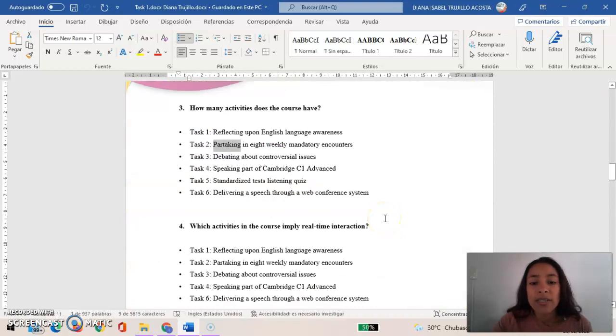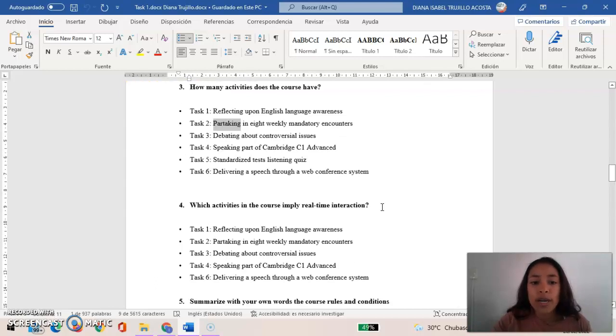How many activities does the course have? Well, in this course, we have 6 tasks. First task is reflecting upon English language awareness. Task 2, partaking in eight weekly mandatory encounters. Task 3, debating about a controversial issue. Task 4 is the speaking part of Cambridge C1 Advanced. Task 5 is a standardized test listening quiz. Task 6, delivering a speech through a web conference system.